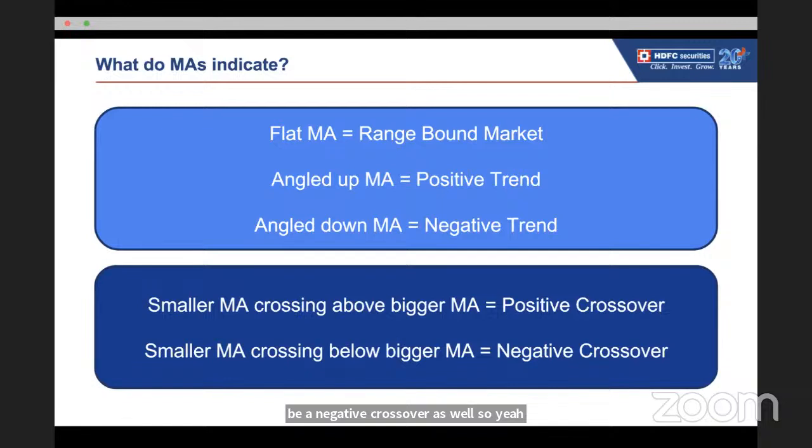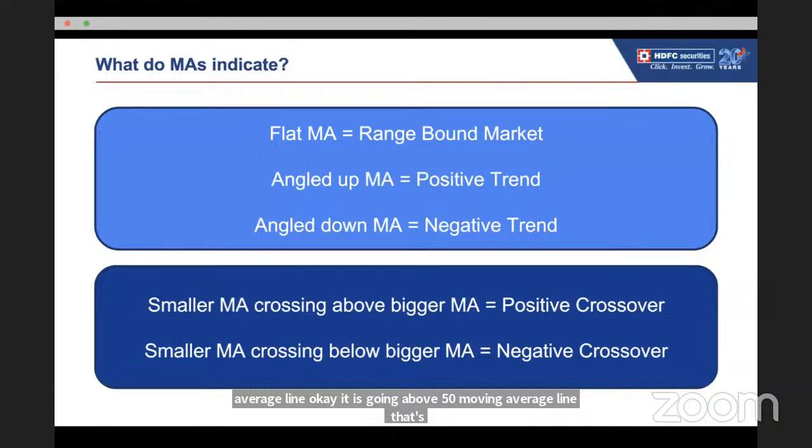Okay, a smaller moving average crossing above a bigger moving average. So what do smaller and bigger mean? Let's take an example. Let's say there is a 20 moving average and a 50 moving average. Here the smaller is 20 and the bigger is 50. If the 20 moving average crossed the 50 moving average upward, it means that the 20 moving average line was forming below the 50 moving average, and then it crossed over the 50 moving average line. Okay, it is going above the 50 moving average line. That's called a positive crossover.